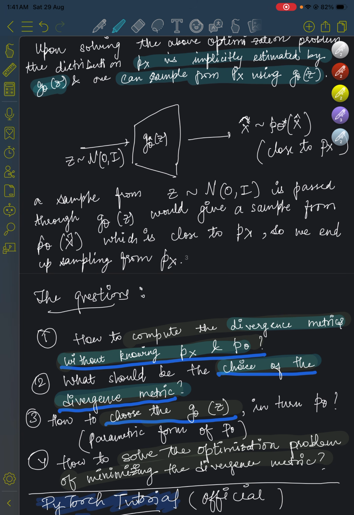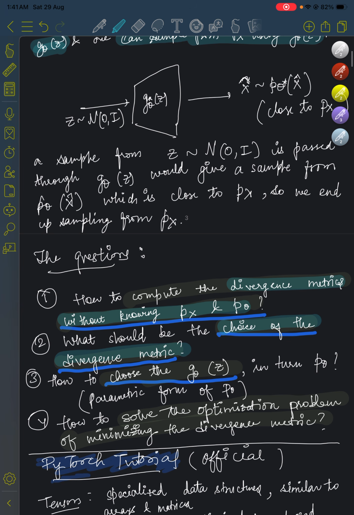Also, how do we choose the g theta of z? We try to find out the parametric form for p theta. And once we have the choice of this divergence metric and p theta, how do we really solve the optimization problem of minimizing the divergence metric?